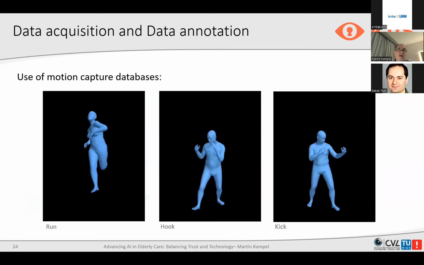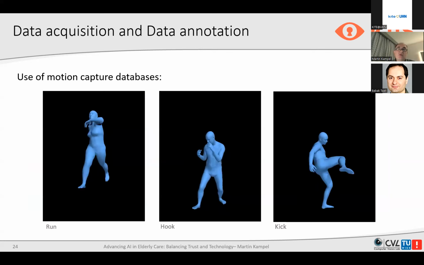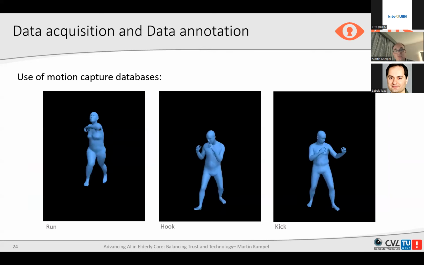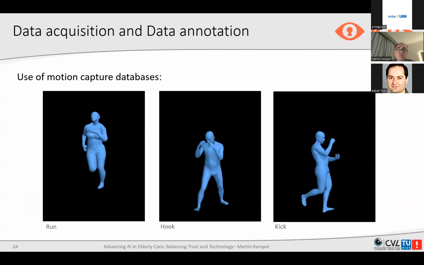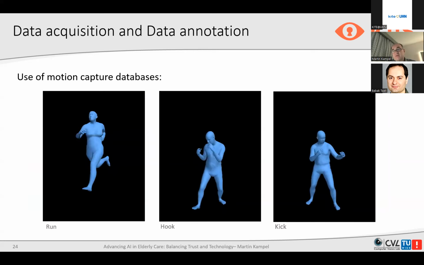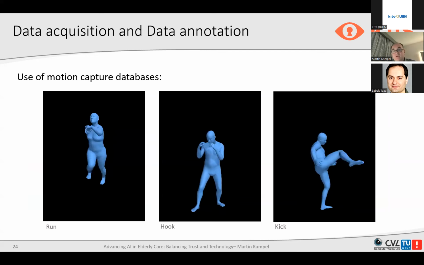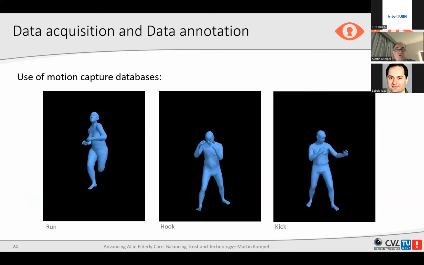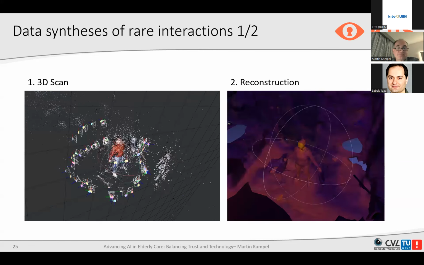So what can we do then? Then we use motion capture databases. So we model the data. That is also, I think, a classical approach, that you provide synthetic data which kind of delivers shapes, sizes of persons which you don't have in your data set. And that is, of course, also part of the training data set.